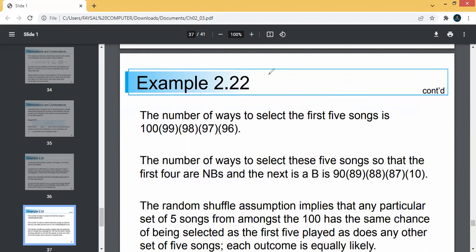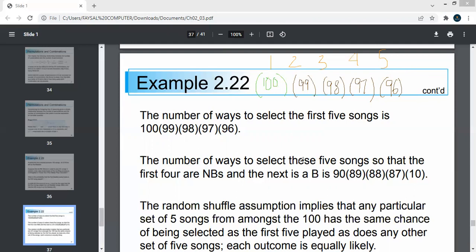Now there are five different positions: 1, 2, 3, 4, and 5. For the first one the number of choices is 100, and the second one will be 100 minus 1, that is 99. Then it is 98, then 97, then 96.